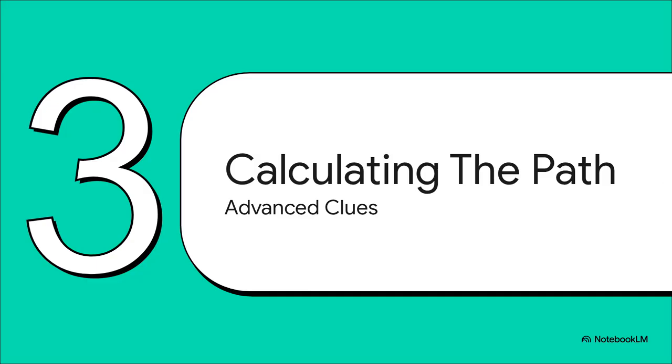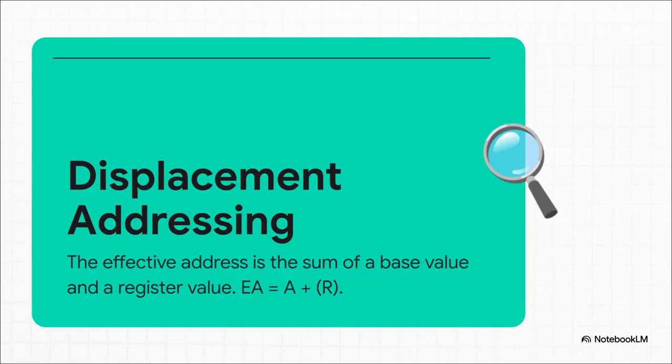All right, so we've seen the basic clues. Now let's get a little more advanced. Let's look at clues that require our treasure hunter to do a bit of math to figure out the path. This brings us to displacement addressing, and this one is one of the most powerful and widely used modes out there. The idea is that the map gives you 2 things, a starting point, which you get from a register, and an offset, or a displacement, that you add to that starting point.